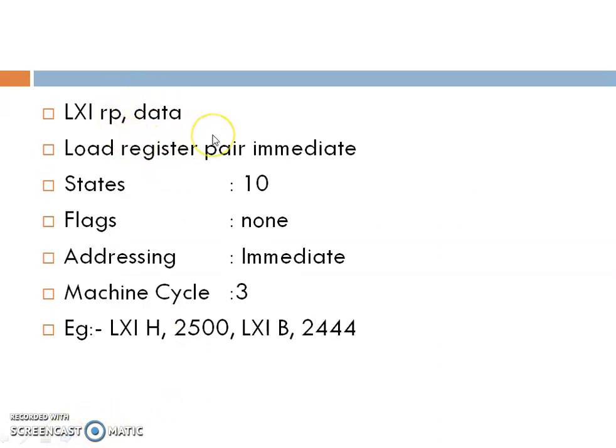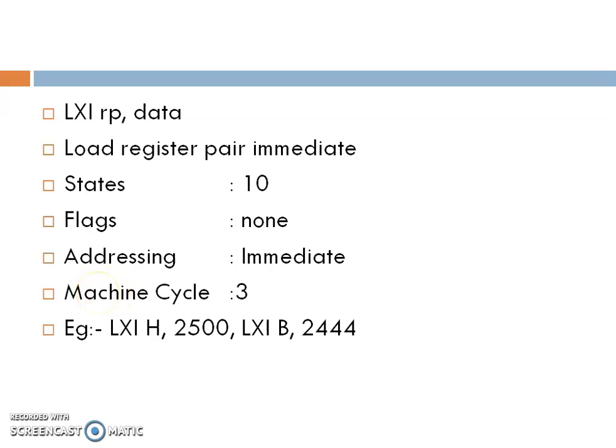LXI RP, data. Load register pair immediate with the given data. It comes under the category of immediate addressing. The data is specified in the instruction itself. The number of machine cycles in this case is 3. The number of bytes involved in this instruction is also 3.